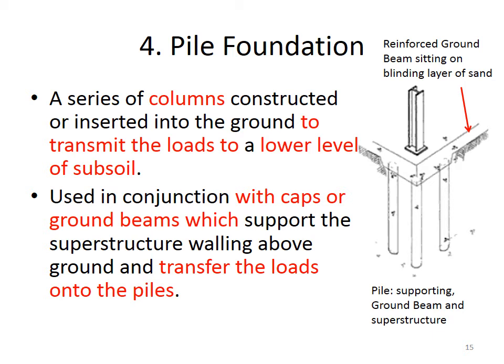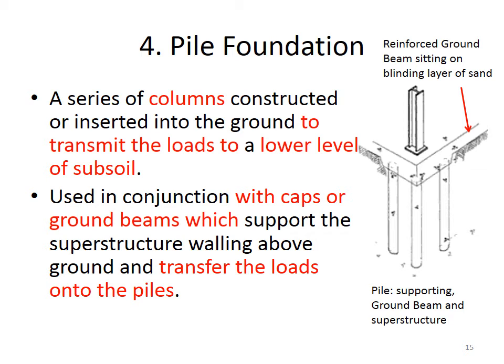The fourth type of foundation, which is the last one, is called the pile foundation. So a series of columns constructed or inserted into the ground to transmit the loads to a lower level of subsoil. In the example in the image on the right hand side, there are 3 columns there. Sometimes there's only one pile. It can vary.